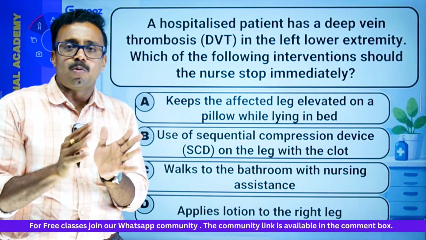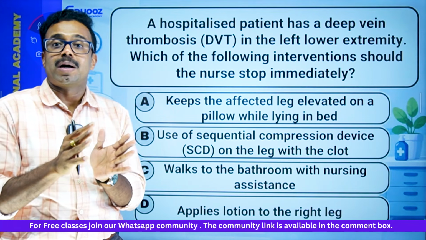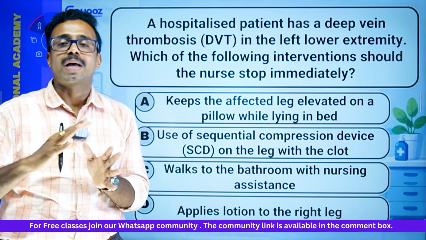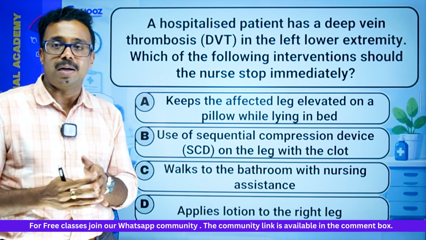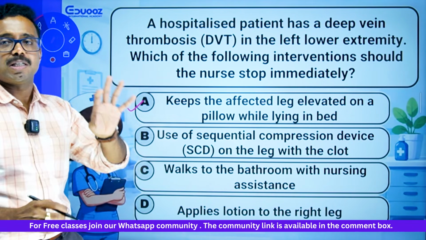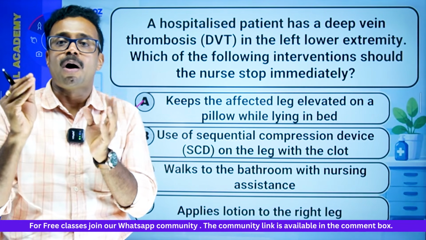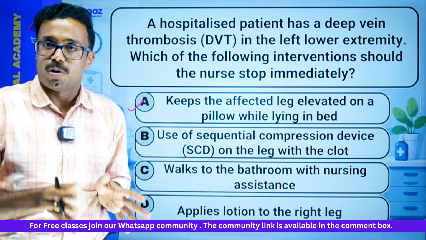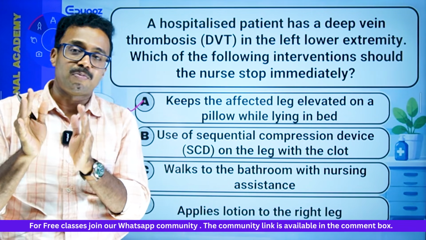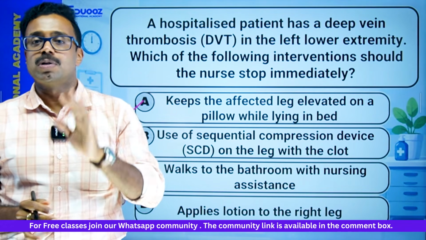Deep vein thrombosis develops in patients who are bedridden for prolonged periods of time. In those patients you are supposed to elevate the leg over a pillow. Why is it done? It helps to reduce the occurrence of edema over the lower limbs. So we elevate the affected limb over a pillow, and that can be done for this patient.